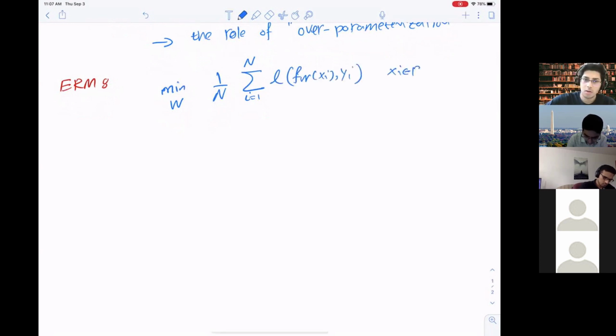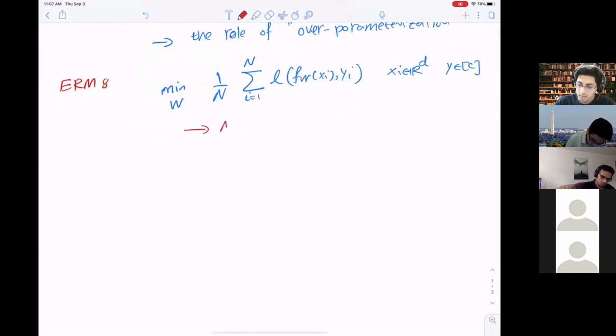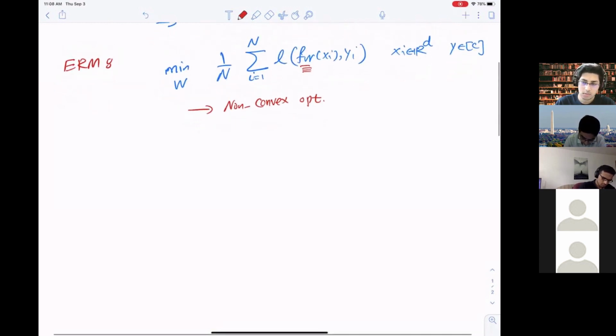Again, just to recall the notation that we used, x is in d dimensions. Let's say we are looking at the classification problem with C labels, so y will be in a finite set with C elements. And the question is how to solve this optimization problem. Because in general, we will have a non-convex optimization problem, because for neural networks, f_w is a nonlinear function and the whole objective will be a non-convex problem. And we saw some pictures.